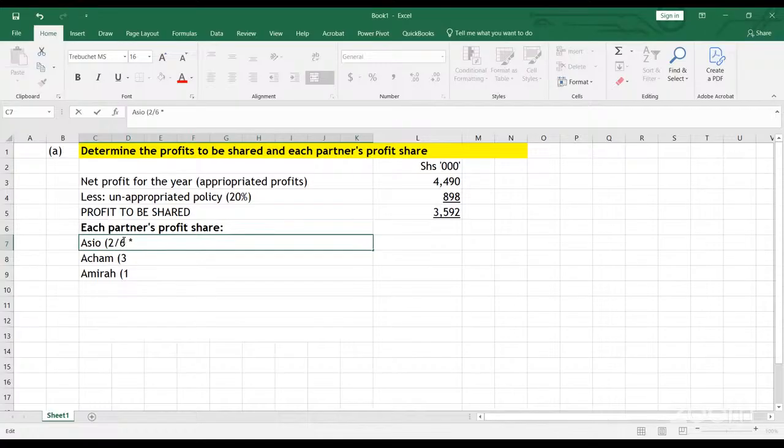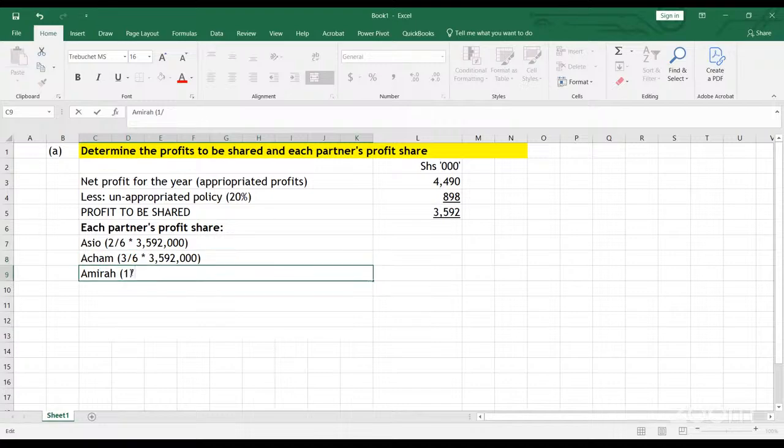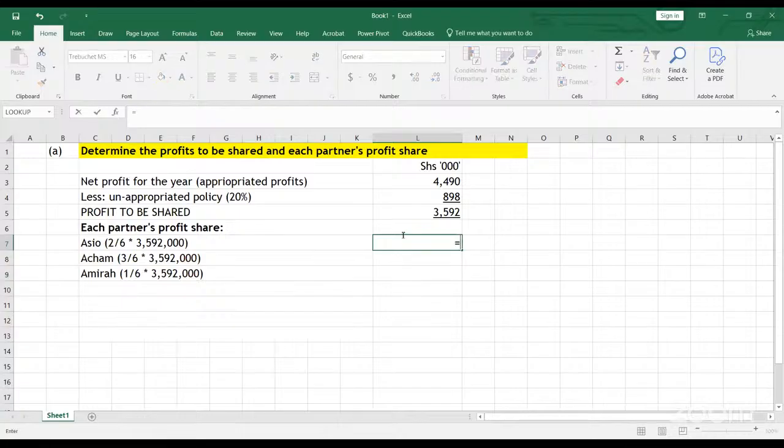Then times the amount which we want them to share. That is 3,592,000. Then Acham gets 3 over 6 times 3,592,000. That's what we want them to share. So Amira, that is 1 over 6 times 3,592,000. Let us get their shares.